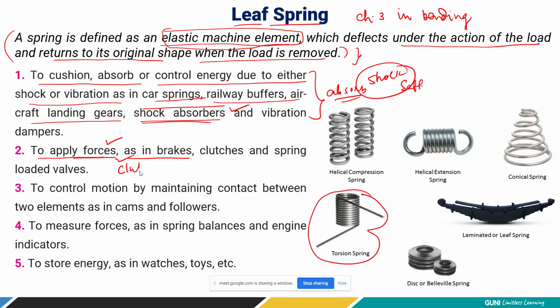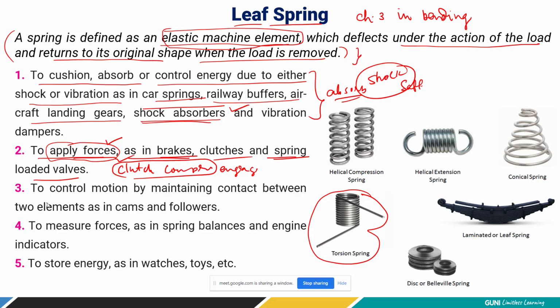इवन क्लच में क्या होता है, क्लच में भी compression helical spring होती है. Because of that it remains engaged all the time, right? If you want to disengage it you have to press the pedal. In that case it is going to disengage and you can shift your gears, right? So clutch is a classic example where the force is applied by the compressive helical spring. Now it is also used to apply the forces in brakes, clutches, springs and loaded valves.